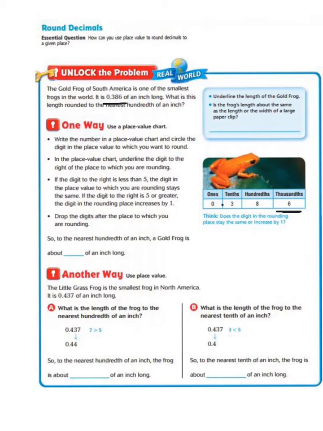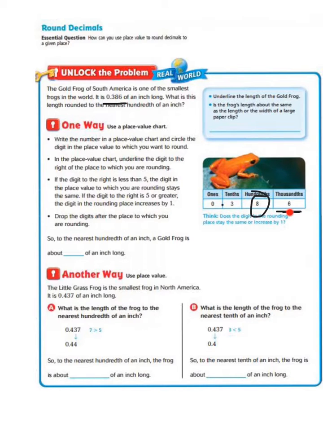So it says if the digit to the right is less than 5, the digit in the place value to which you are rounding, and remember we are rounding to our hundredth spot, stays the same. If the digit to the right is 5 or greater, the digit in the rounding place increases by 1. Well, let's look. We are rounding to the hundredths. Our neighbor is a 6. Remember, 5 or more raise the score. 4 or less, let it rest.